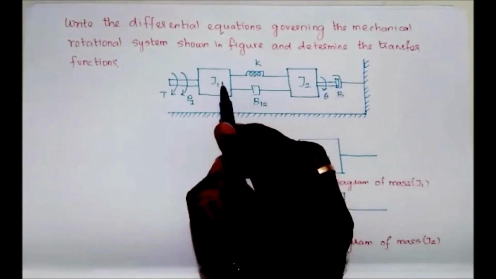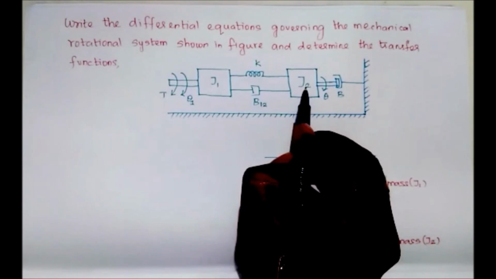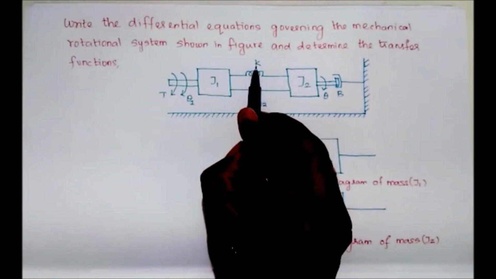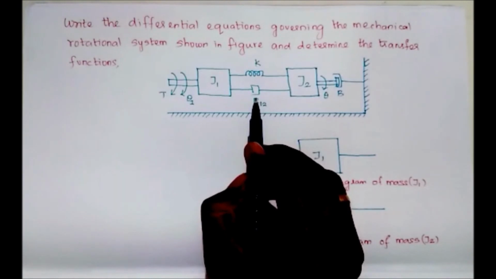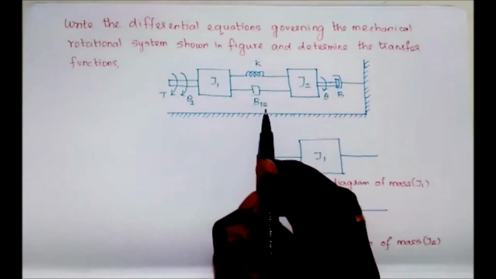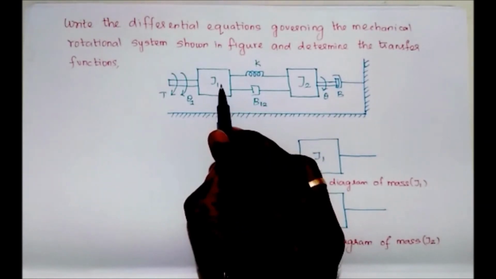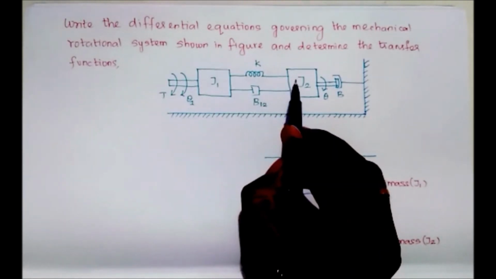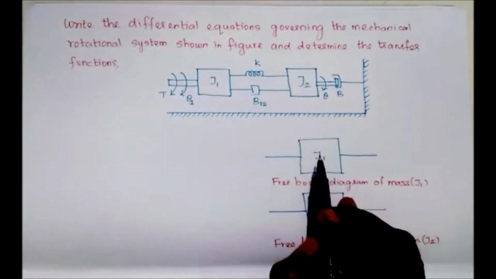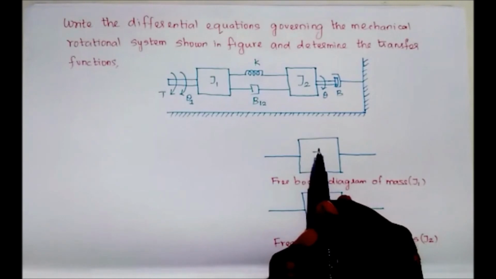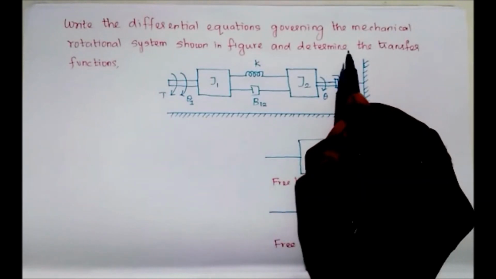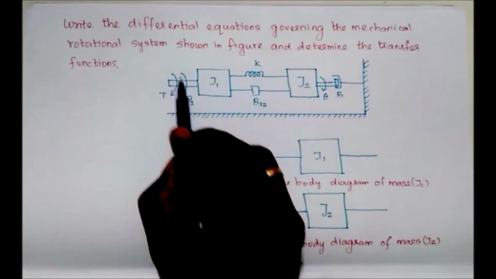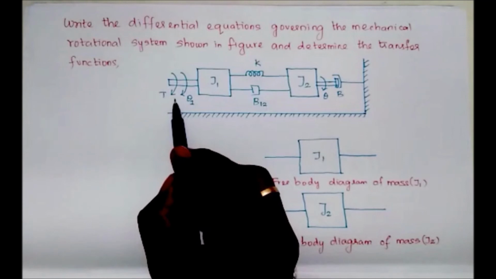In this, there are two moments of inertia, one spring element, and one dashpot. So now we have to take the two moments of inertia separately as a reference. Then we have to write the torque balance equation, then take the Laplace transform. Actually, our final required thing is transfer functions. So here the input is torque.